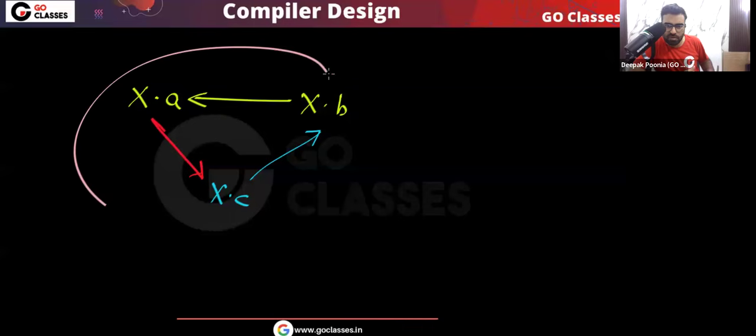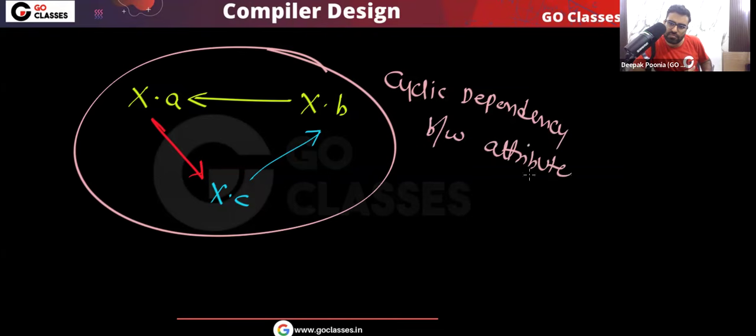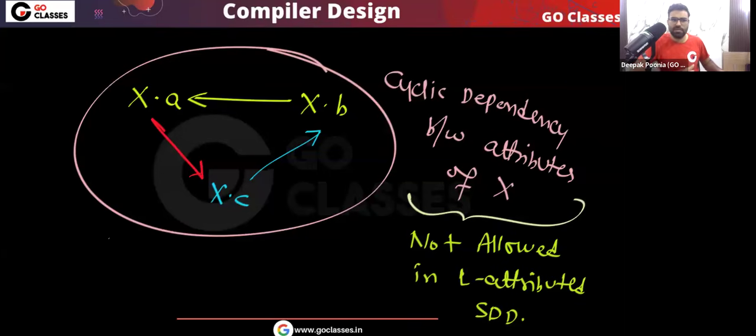This is a cyclic dependency between attributes of X. This type of cyclic dependency is not allowed in L attributed SDD. That's it. I hope you understood this point.